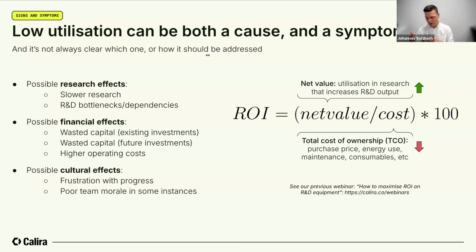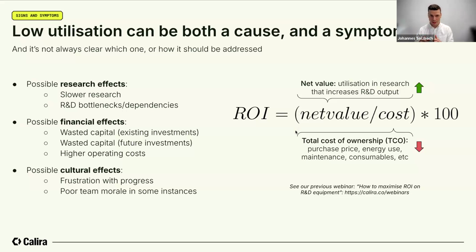And as a symptom, low utilization usually points to deeper issues in how the lab operates. Things like, for example, poor visibility into when and where equipment is available, its status, unclear ownership, awkward workflows, or hidden constraints around training, data, or maintenance.